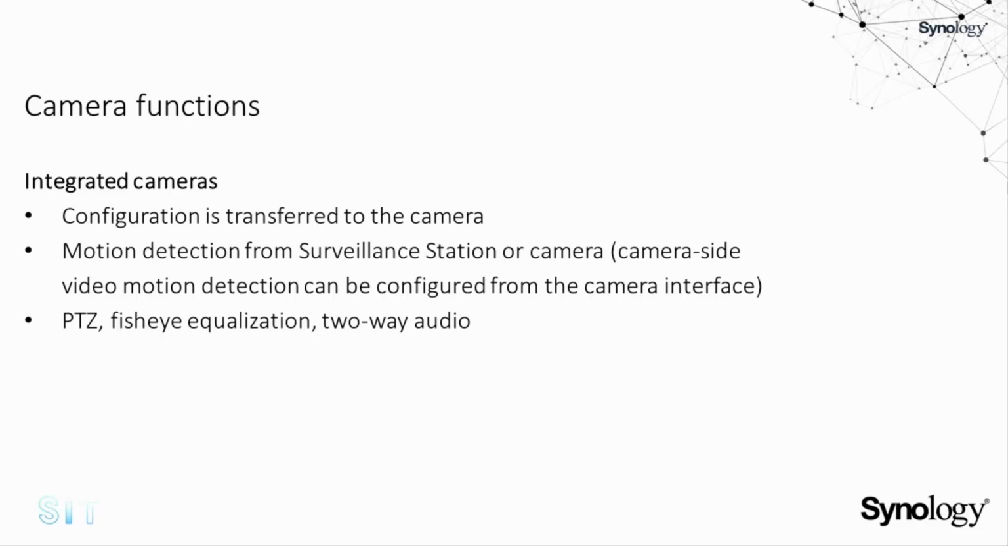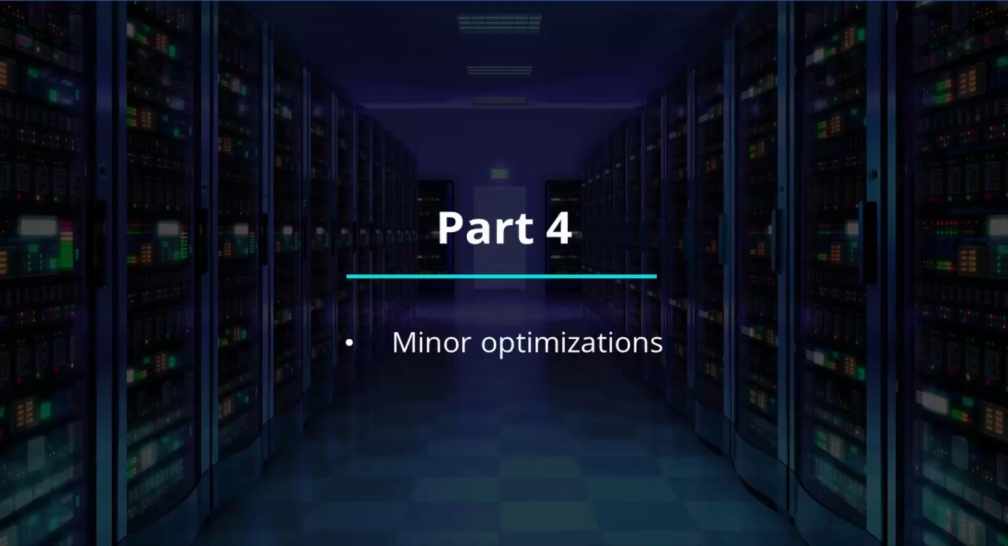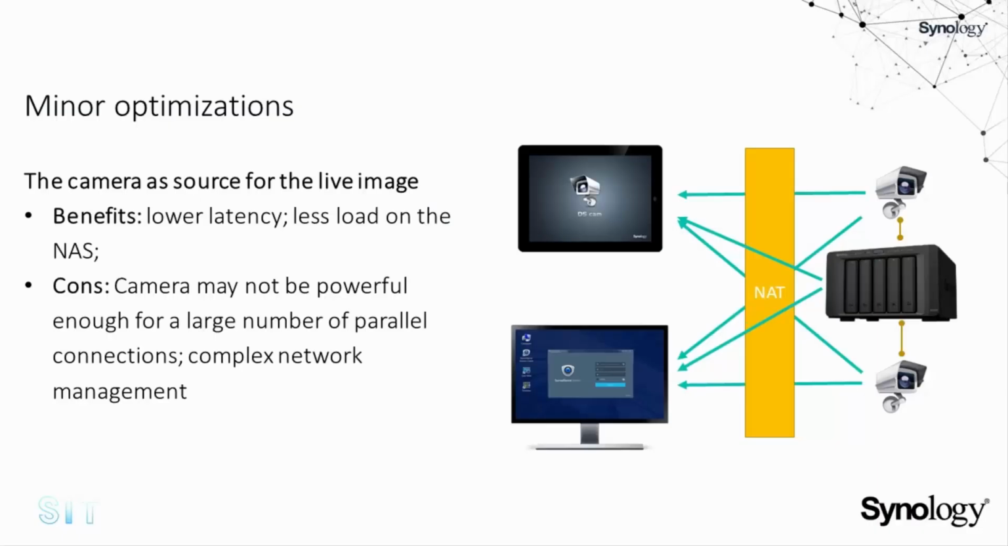Smaller optimizations can have large effect on the overall performance. Using the camera as the source of the live image has the following advantages: lower latency and load on the NAS. As a drawback, it should be mentioned at this point that the camera may not be powerful enough for a variety of parallel connections and complex network management.